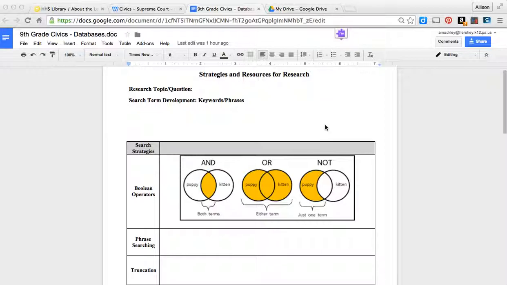The first thing that I suggest you do on this Google Doc is type in your research topic or your question. All of you have chosen a Supreme Court case to study. That should be the first thing you put up here.